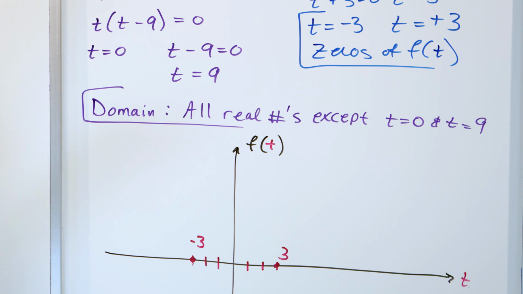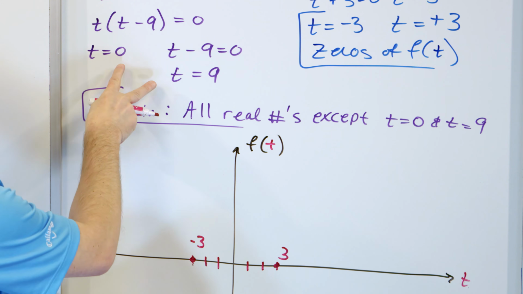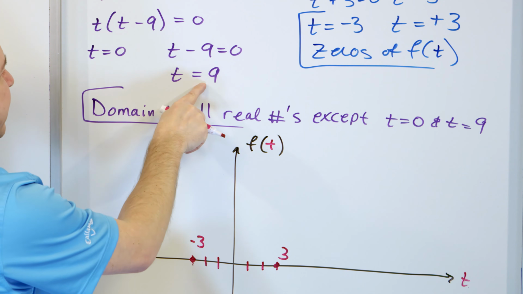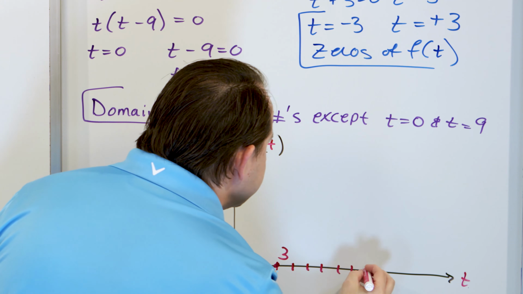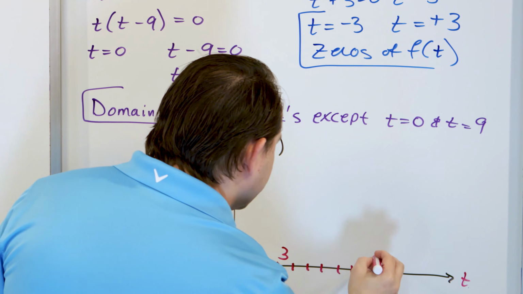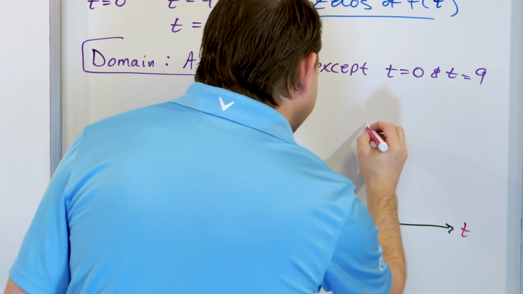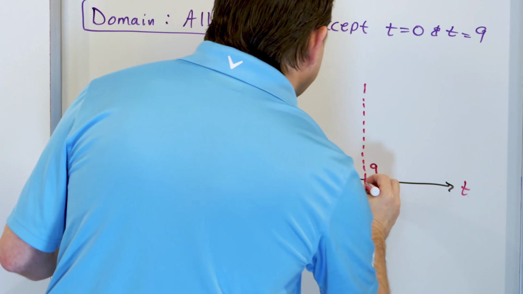They have to cross. It has to cross there. But I have two problem areas. One is at 0, one is at t is equal to 9. So let's keep going. 4, 5, 6, 7, 8, 9. And I'm going to go ahead and put 9 right here. And I'm going to put a dotted line because that's going to be a vertical asymptote.